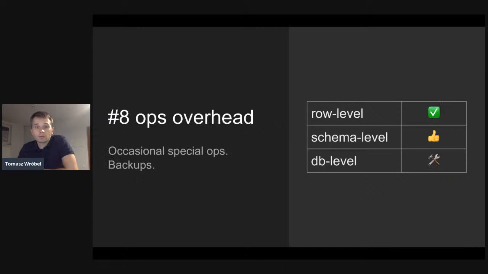Operations overhead. Do you have to do some occasional special operations? I would say with the DB level, yes. With the schema level, also sometimes, because you basically have a new set of tables for each tenant. This might influence such operations like backups. They might take longer when you're on schema level approach. And with row level, everything would be just as expected.